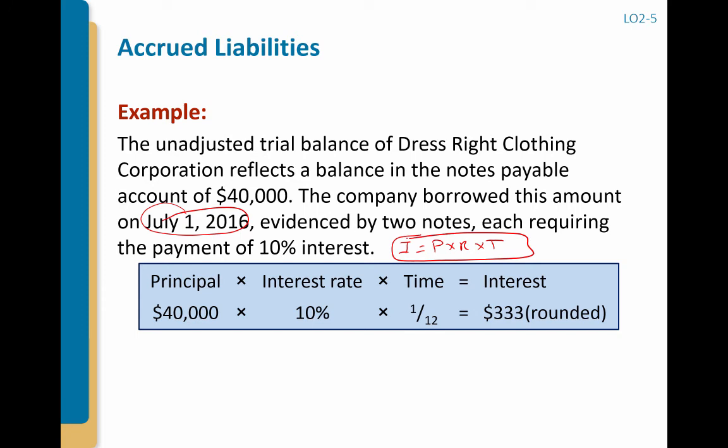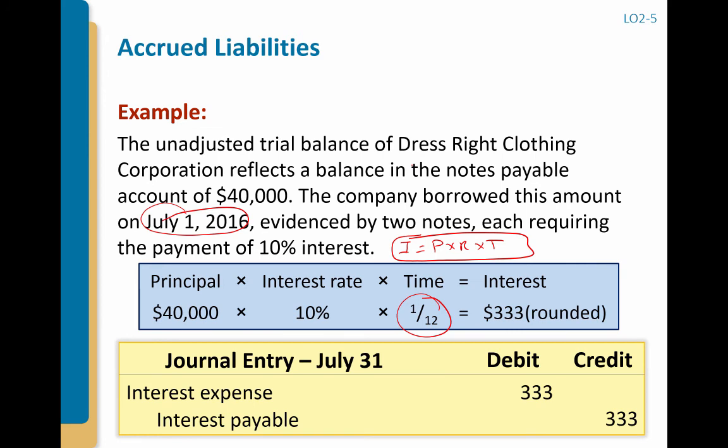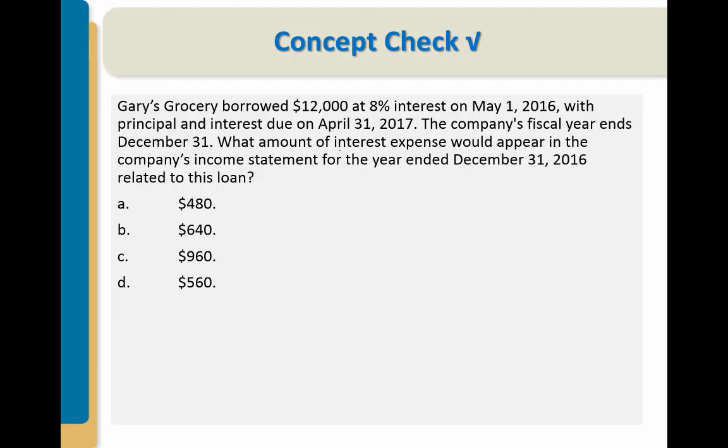So in this case, since we got it on July 1st and we are doing these entries for July 31st, we have 1/12 of the month. So we have to record the accrual of our interest expense for $333, and that we do pay that interest. And you accrue this every month, and you might pay the interest quarterly.